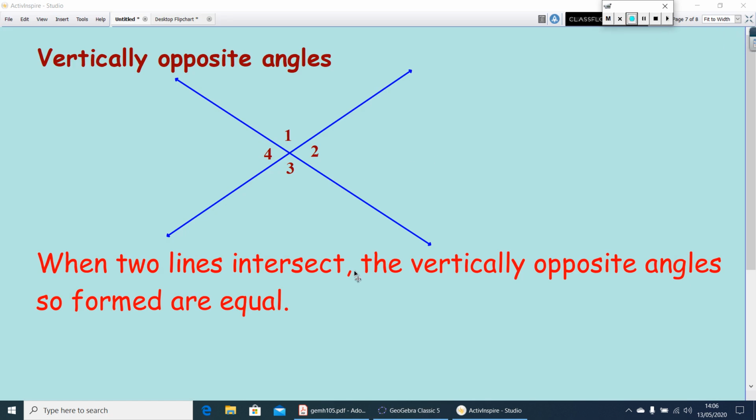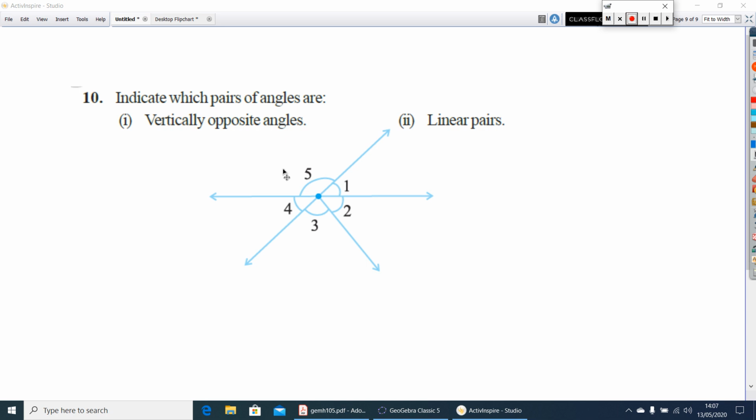when two lines intersect, the vertically opposite angles so formed are equal. Here angle 1 is equal to angle 3, angle 2 is equal to angle 4. This is question number 10 of the textbook. Indicate which pair of angles are vertically opposite angles and linear pair of angles. You can find out in this figure vertically opposite angles and a linear pair of angles. That you write it down.